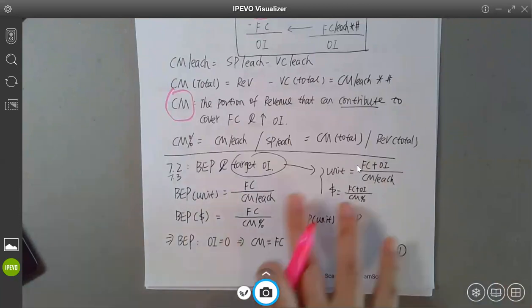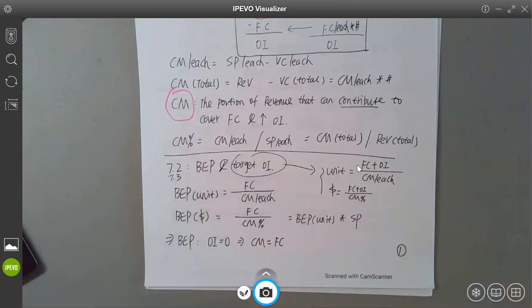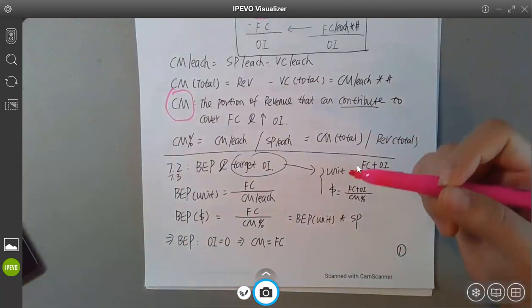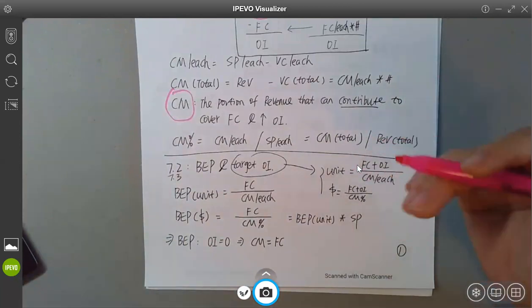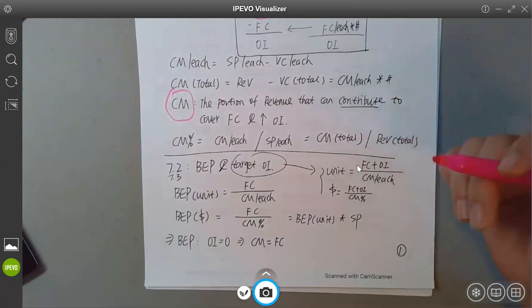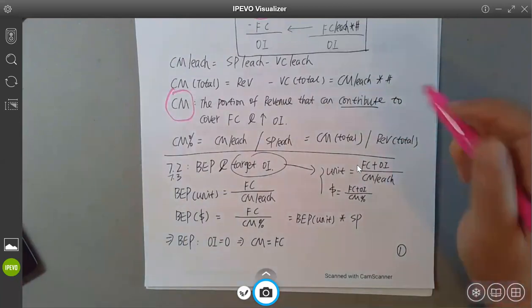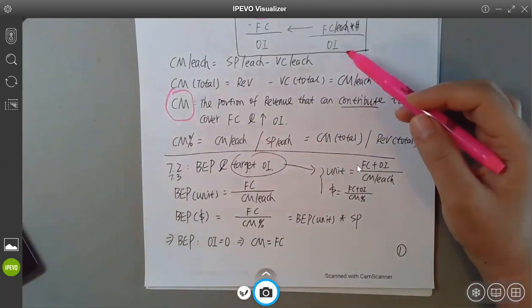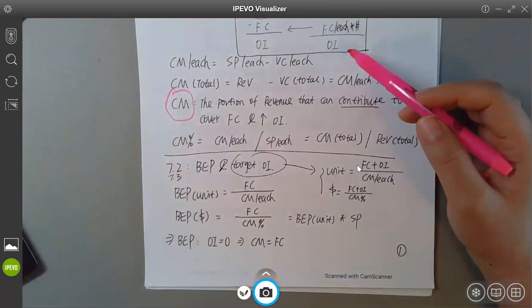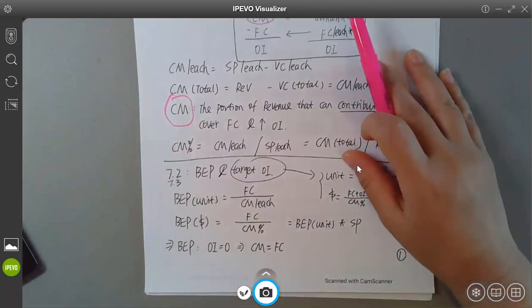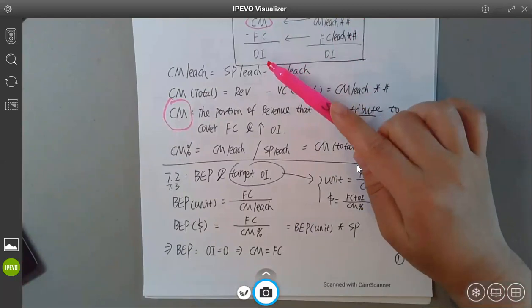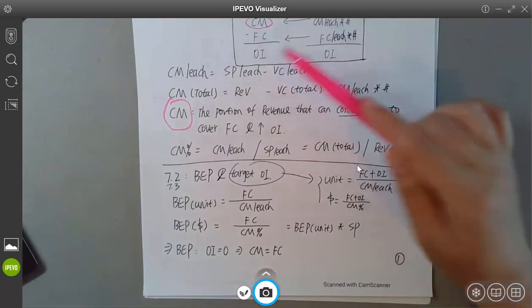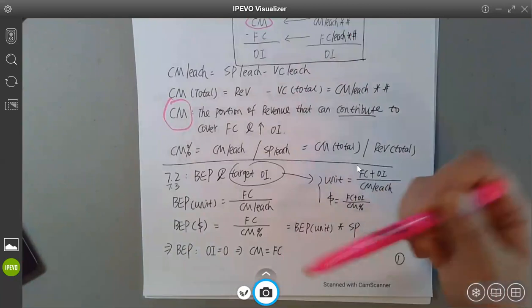So as I say, you have this formula. That's a very nice thing, you don't need to try to memorize. Break-even point is most likely asking, how many units you have to sell to break even? What's the meaning of break-even? Break-even means your operating income is 0, so your total cost is the same as your total revenue. It also means your contribution margin minus the fixed cost is 0, so contribution margin equals fixed cost.